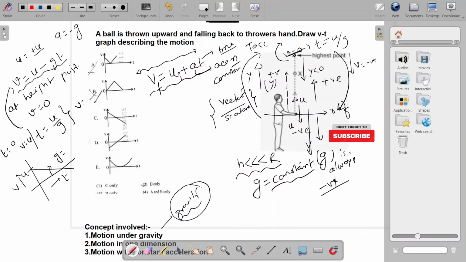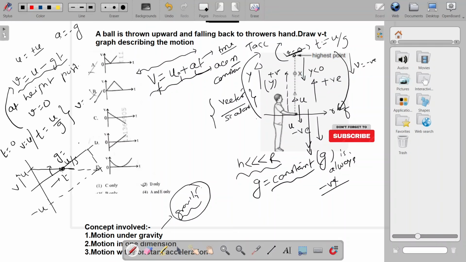This is a straight line, so at t equal to u by g, the velocity will be 0 at this particular point. Now once it is going downward, as you can see, the velocity is negative, so it will be going downward till it reaches the man's hand. So again there will be a velocity that is minus u, and since the time of ascent and time of descent are equal, at time t equal to 2u by g, the velocity will be minus u.